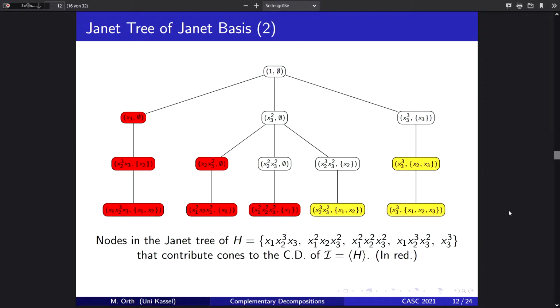So in this example, I've colored the nodes which do contribute cones to the decomposition in red. The white nodes are either the root or not the minimal child nodes of their respective parents. The yellow nodes are minimal child nodes, but due to certain degree reasons, they do not contribute cones. So this is why I colored them differently.